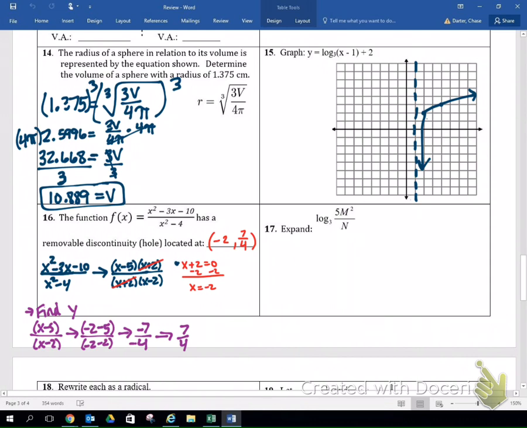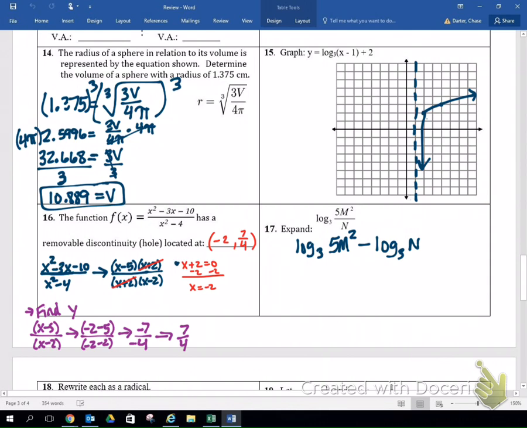Number 17 asks me to expand. So we're back to logs. When the inputs of logs are being divided, when we break those apart, we need to put a subtraction sign in the middle. This entire time we're going to have log base 3. I'm never going to mess with that. So we have log base 3 of 5m squared minus log base 3 of n, because 5m squared was the top of my fraction, n is the bottom of my fraction. So when we break up those logs, we're going to put subtraction in the middle.